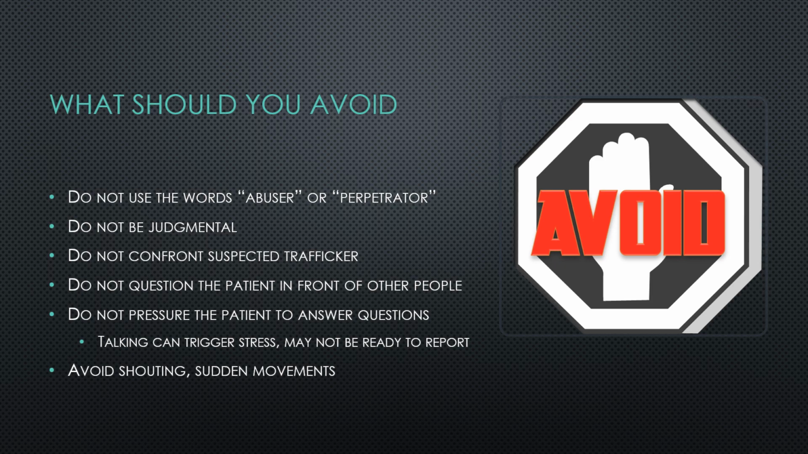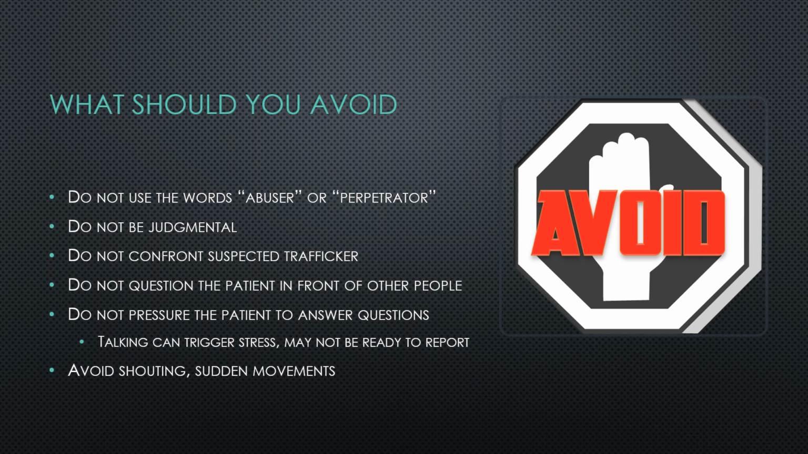One of the things that we want to avoid is to use the words human trafficking, abuser, and perpetrator. And this seems a little counterintuitive, but a lot of these victims don't see themselves as human trafficking victims, and it's going to put them on the defensive. We need to try to avoid being judgmental. They may tell you a story that seems really weird and bizarre, but we're going to try and at least not show that on our face.